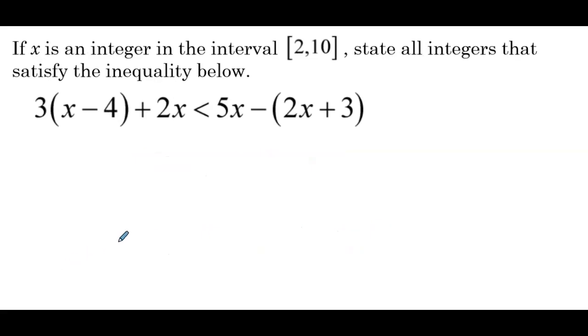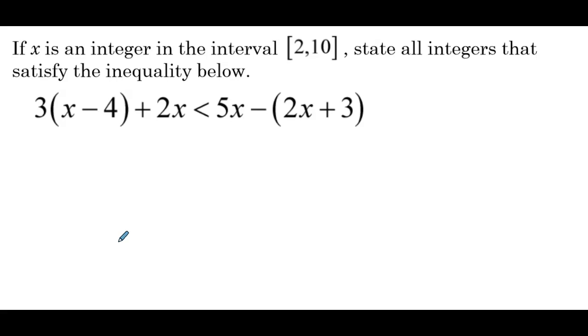Our last example combines both. If x is an integer in the interval [2, 10], state all integers that satisfy the inequality below. 3 times the quantity x minus 4, plus 2x, is less than 5x minus the quantity 2x plus 3.